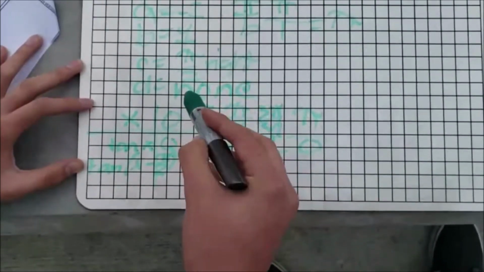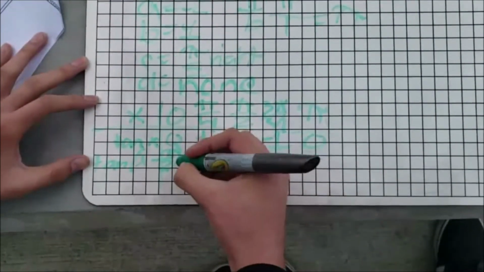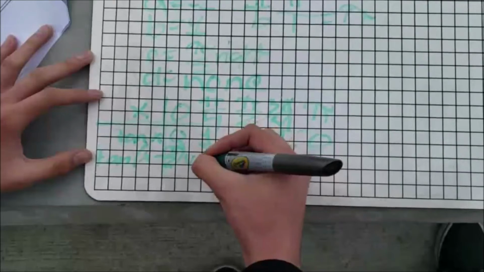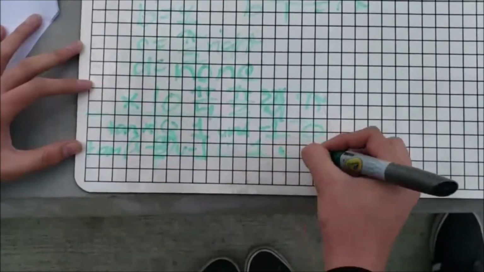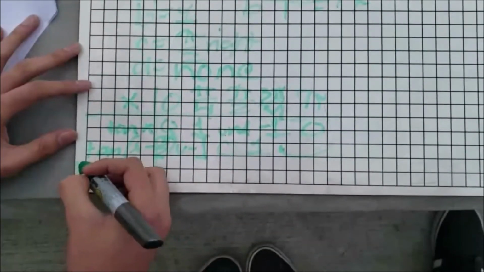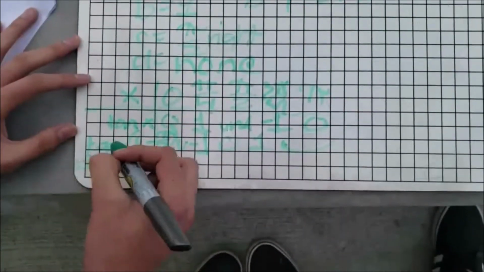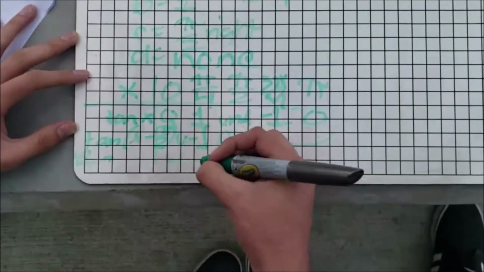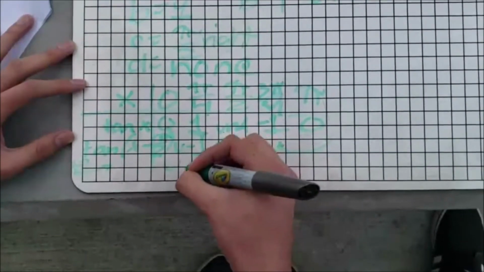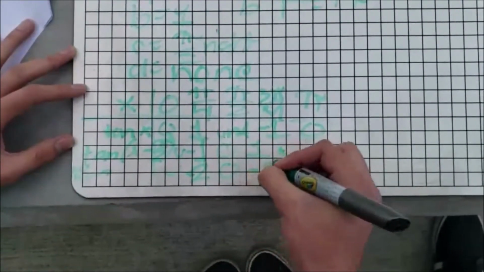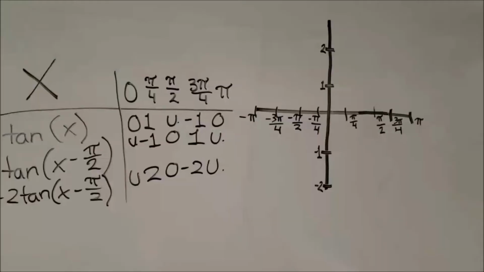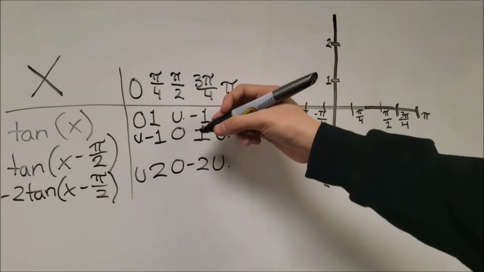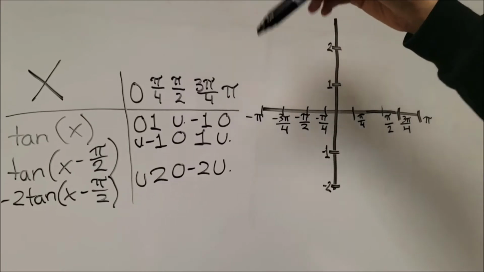Since the phase shift is to go to the right, you would have to change this to undefined, negative 1, 0, 1, undefined. Then since you're multiplying by the negative 2, that would mean that you get undefined, 2, 0, negative 2, undefined. And then just pause. Okay, so now that we have our graph here, we can start graphing.